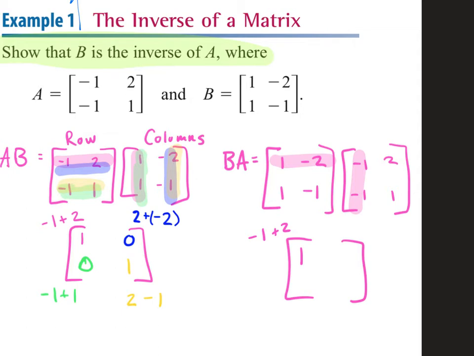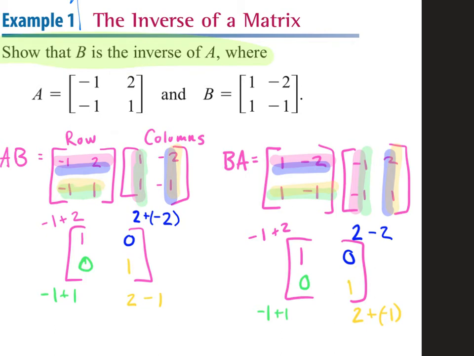Where do we go next? First row, second column. We have 1 times 2, which is 2. -1 times 1 is -1, so -2 times... 2 minus 2 is 0. What's next? Second row, first column. 1 times -1 is -1. -1 times -1 is positive 1. -1 plus 1 is 0. And then what's last? Second row, second column. 1 times 2 is 2, plus -1 times 1 is -1. 2 minus 1 is 1.